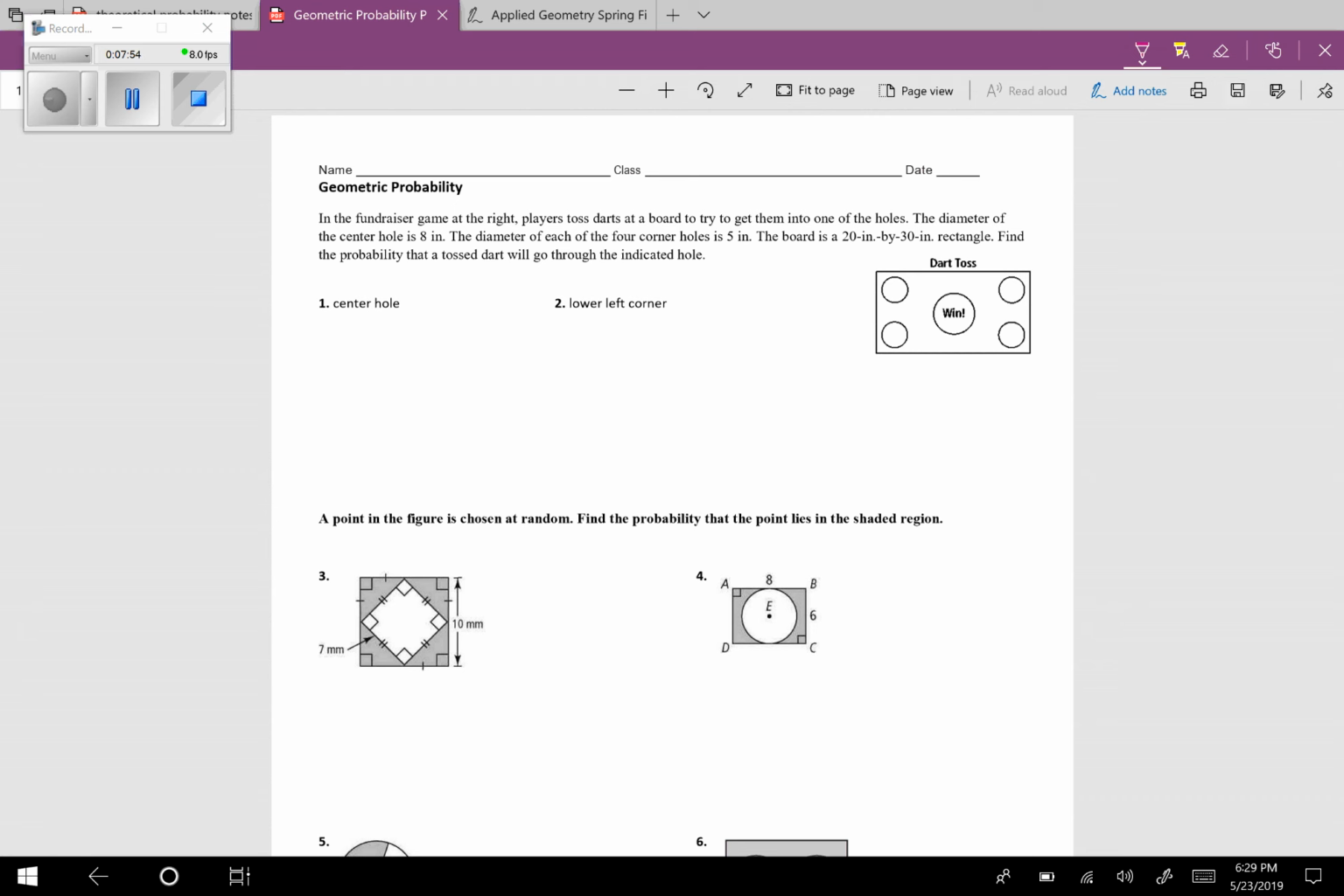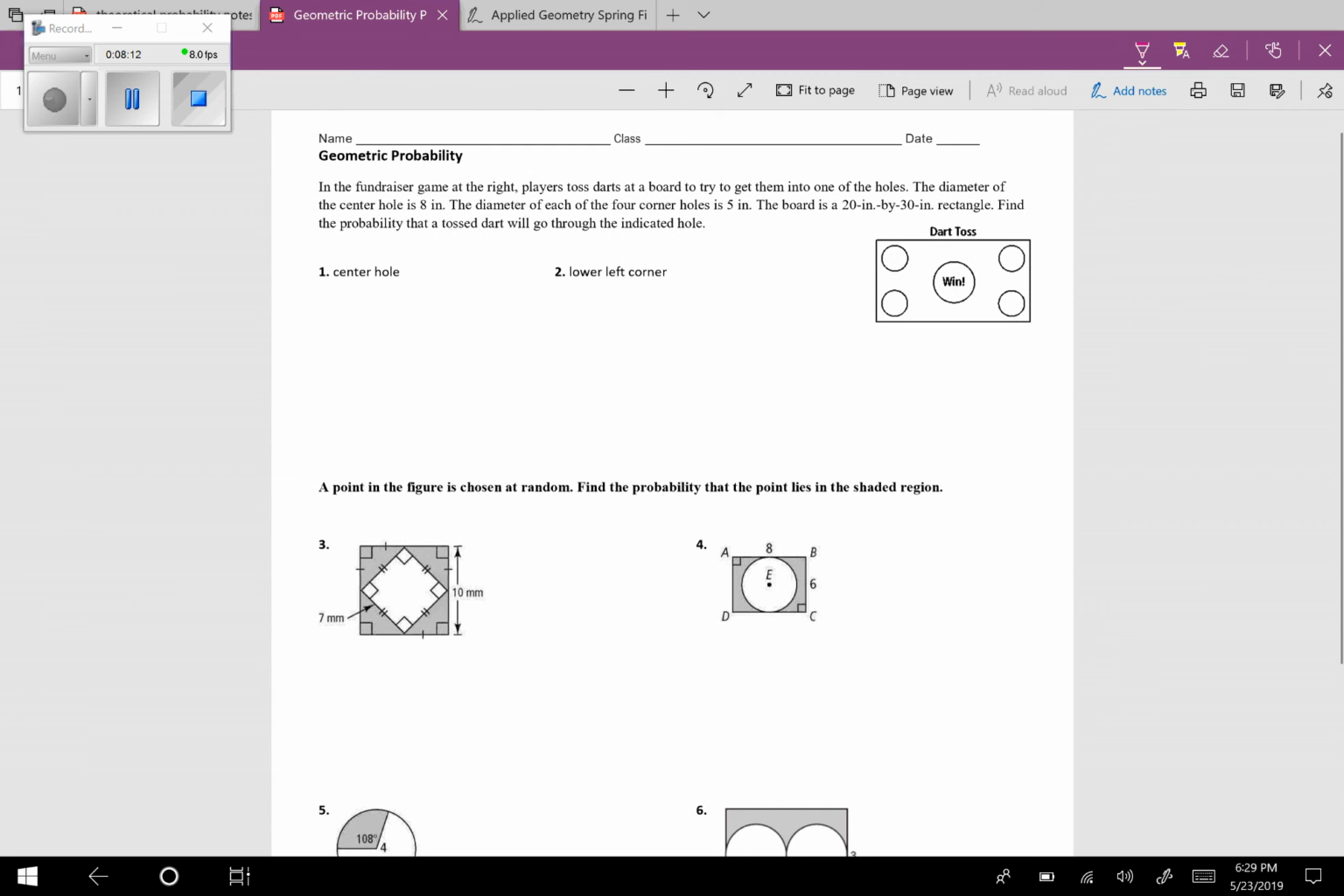For the first problem, it says they're tossing darts at this board, and you want them to go into one of the holes. So they want to know what is the probability that it will go through the center, and then what will go through the lower left corner. So for the center one, you have to read here. It says the diameter of the center hole is 8 inches. So all the way across is 8 inches. So it's a circle, so you've got to do pi r squared for that circle. And same thing for the lower left one. They're both circles. Pi r squared.